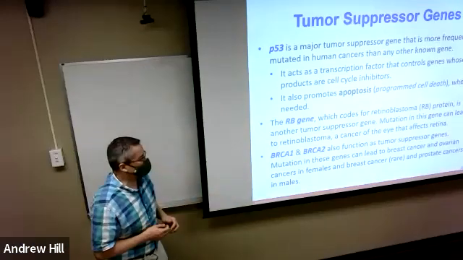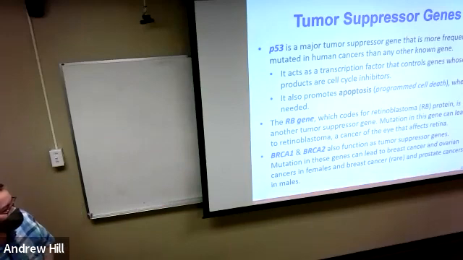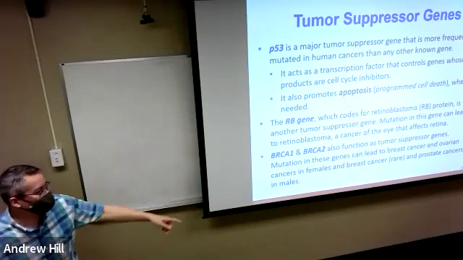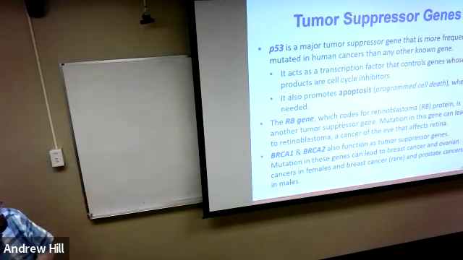Now the next one is also very common. This is BRCA1 and BRCA2. This also functions as a tumor suppressor gene. Mutation of these genes can lead to breast cancer. So it's very common, right? One of the most common types of cancer. Ovarian cancer is another very common cancer in females. And it does actually cause breast cancer in males, and it also causes prostate cancer in males, okay?